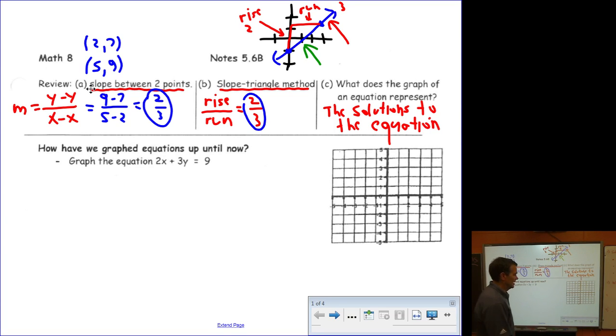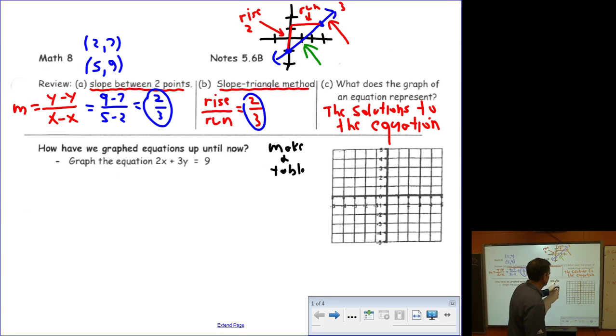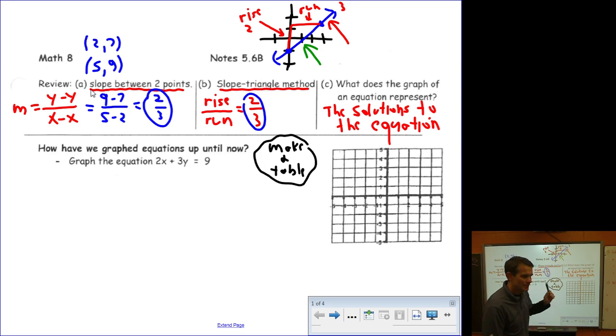All right. We got one more review thing, and that is graphing lines. How have we graphed lines up until now? We have graphed lines by making a table. Making a table is a valuable skill to have. You will still graph lines, or at least equations, by making tables. Today we're going to see a better way to graph linear equations. So let's go ahead and graph this equation the old way. Let's make a table.